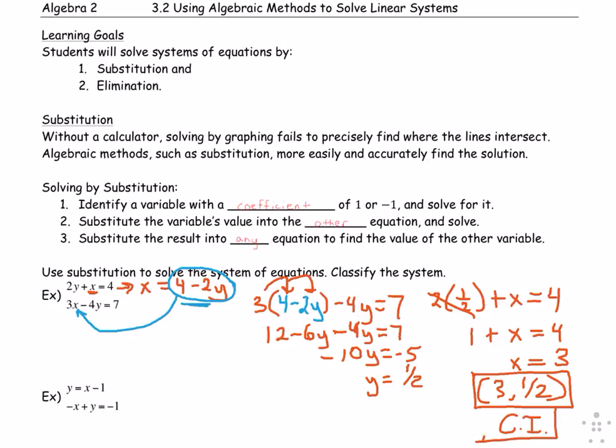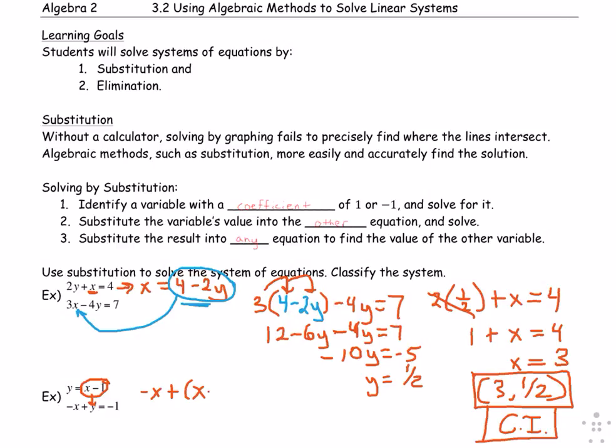It's consistent because there is at least one solution, and independent because the lines have different slopes and they only intersect at one common point. Using substitution to solve the next example, I see that y is already isolated. So I substitute its value into the other equation, forcing that algebraic overlap that mimics the graph overlap. Substituting in gives the following.